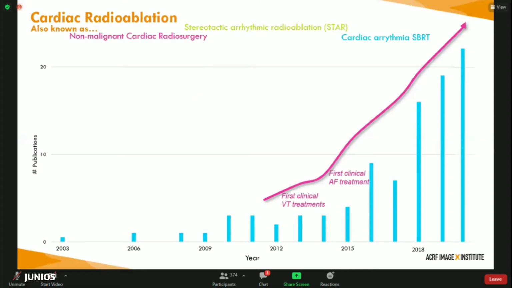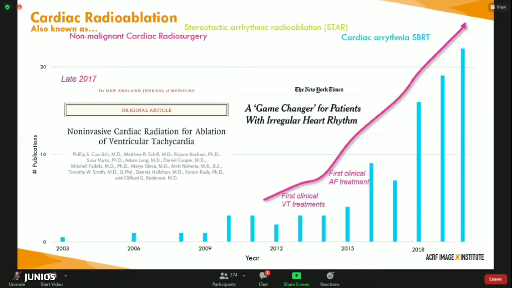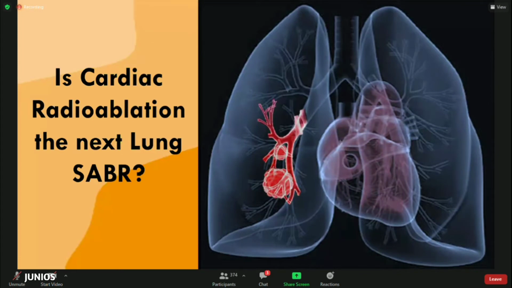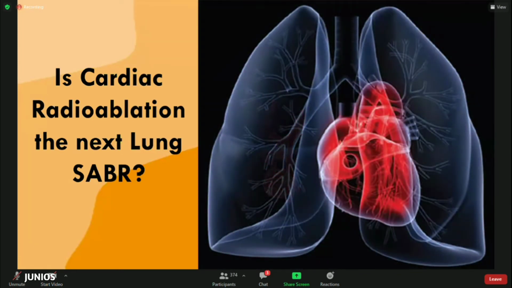This is perhaps due to a 2017 paper illustrating great initial clinical results, which was consequently labelled a game changer by the New York Times. My PhD supervisor, Dr. Paul Keel, asked me recently, is cardiac radioablation the next lung saver? It's a good question, so what did he mean by this?